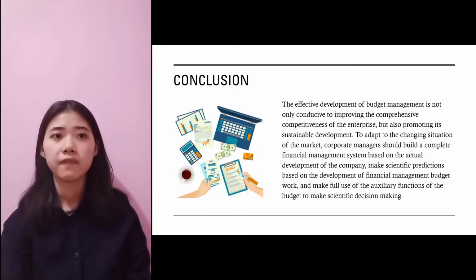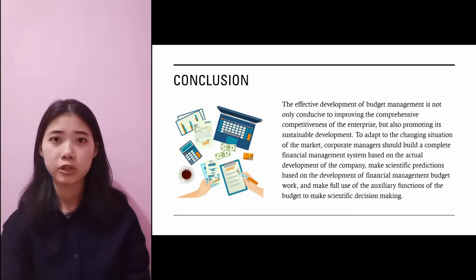In conclusion, the effective development of budget management is not only conducive to improving the comprehensive competitiveness of the enterprise, but also to promoting its sustainable development. To adapt to the changing situation of the market, corporate managers should build a complete financial management system based on the actual development of the company. Make scientific predictions based on the development of financial management and budget work, and make full use of the auxiliary function of the budget to make sufficient decisions.